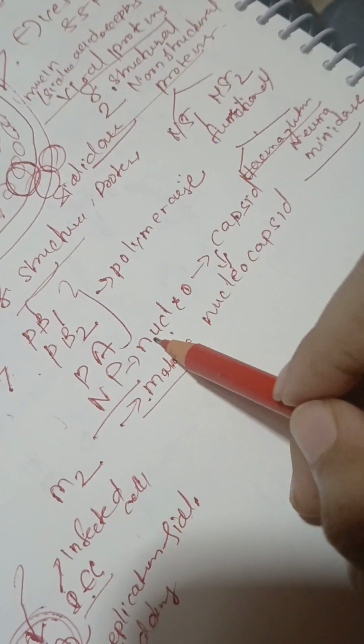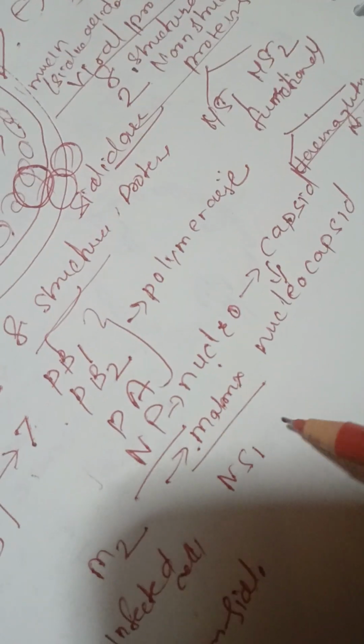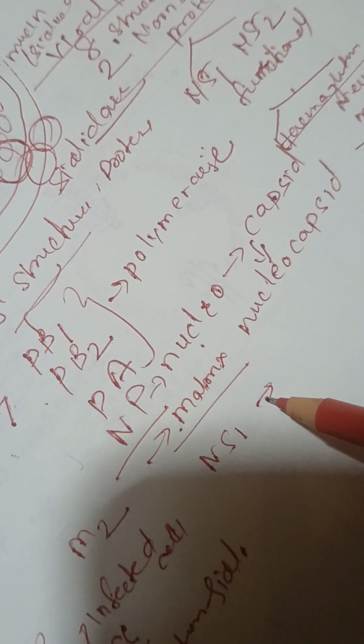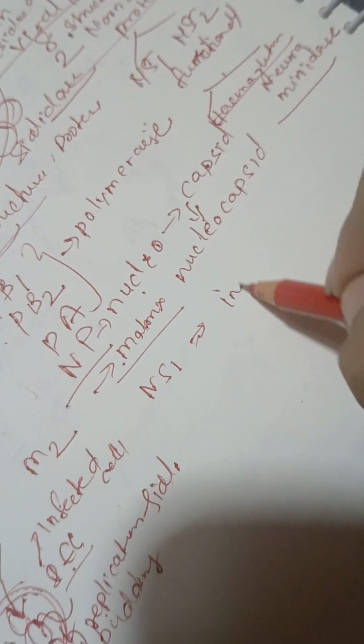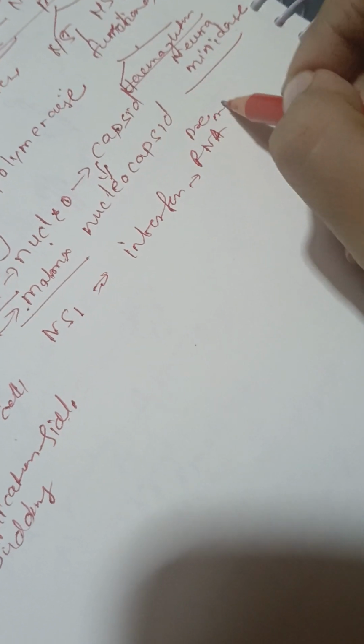Those were about HA and neuraminidase. Now we will go for NS1. NS1 is basically an antagonist of interferon and an inhibitor of pre-mRNA splicing. Interferon causes RNA splicing, also known as pre-mRNA splicing.